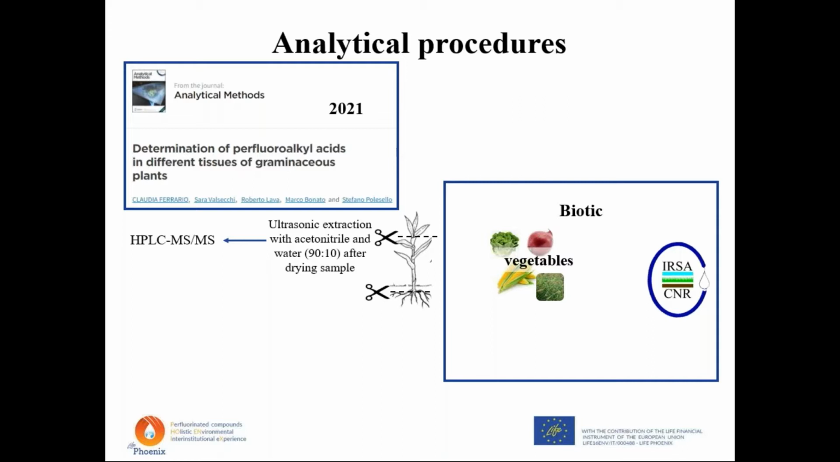About plants, you can notice that the samples were divided into their fractions, so into roots, stem, and also leaves, and in the case of maize, also into corn cob and corn kernels. And this step allowed us to study the partition of PFAS in the different fractions of the plant.